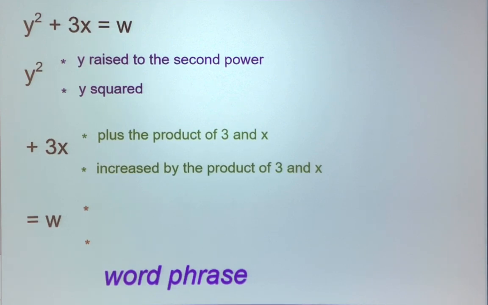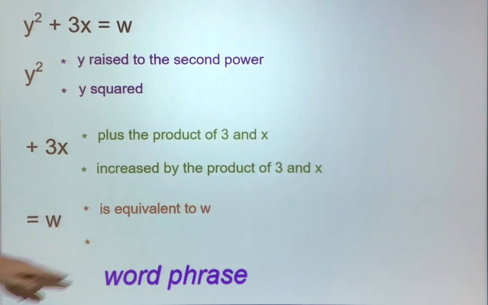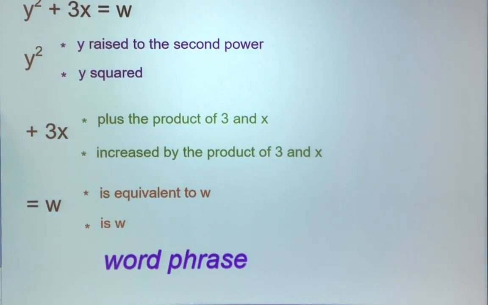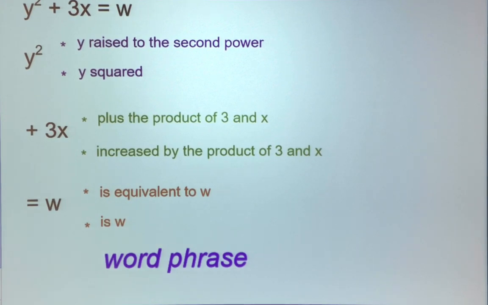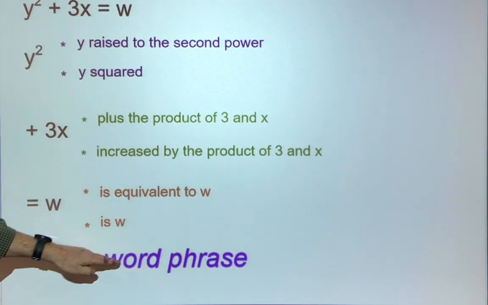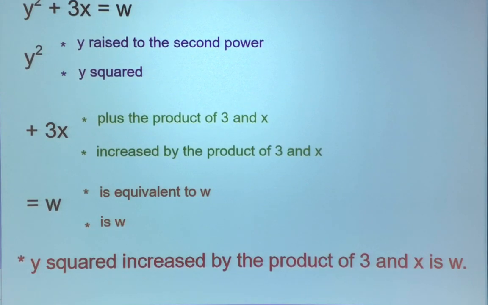When we have equals w, well, we could go as simple as is equivalent to w, or we could even go simpler and say is w. So we've got a lot of choices there. We could say y raised to the second power plus the product of 3 and x is equivalent to w. We could say y squared increased by the product of 3 and x is w. And I went with y squared increased by the product of 3 and x is w.